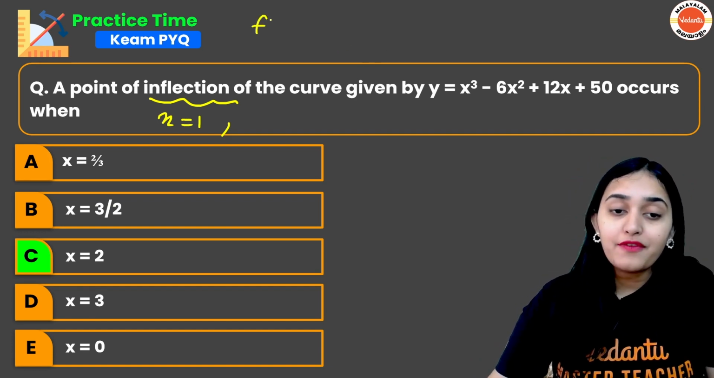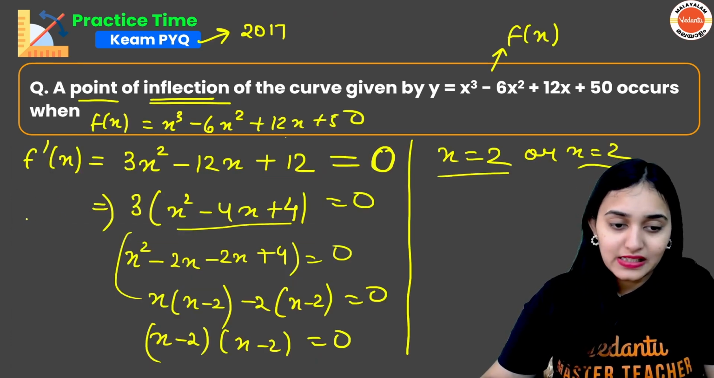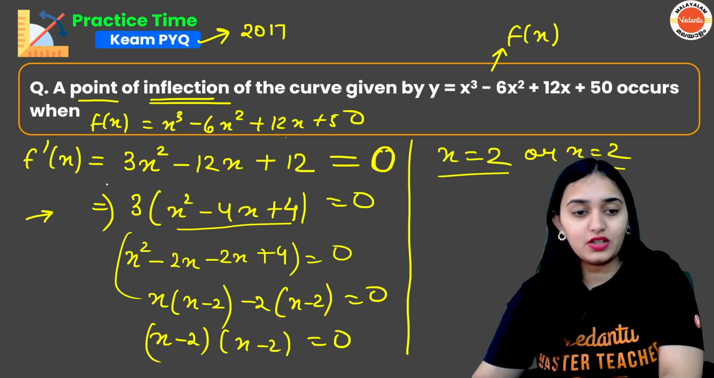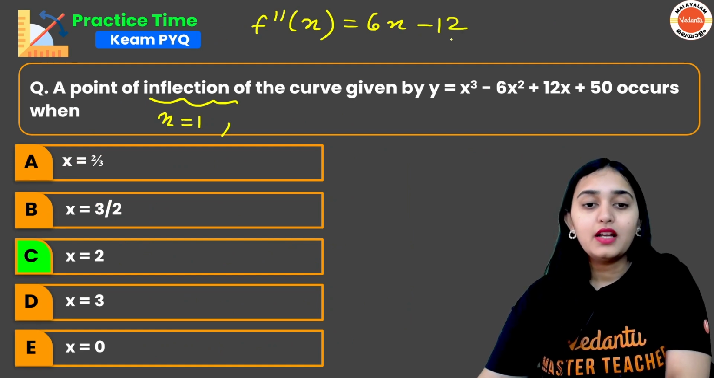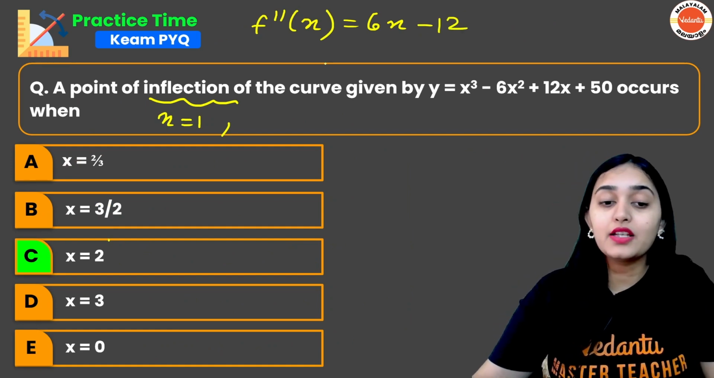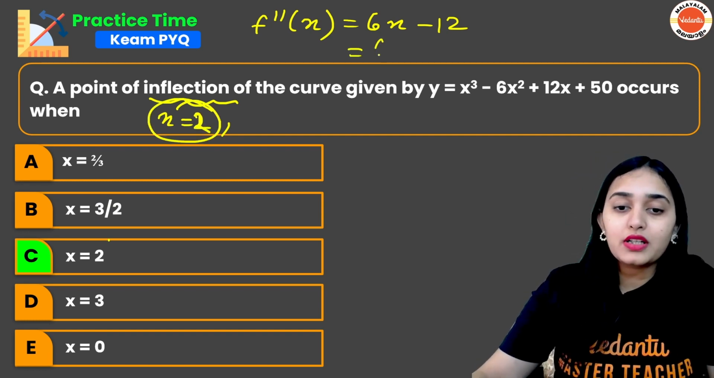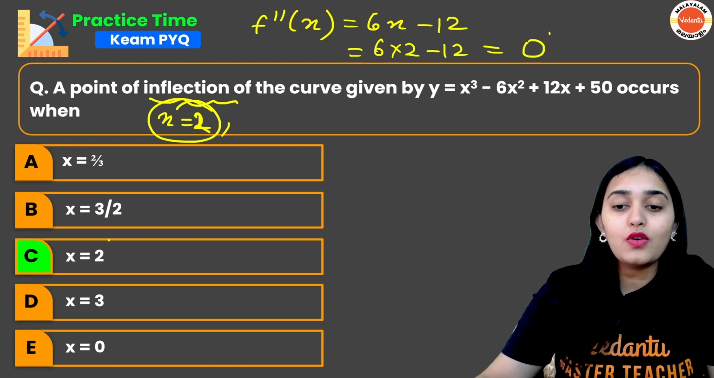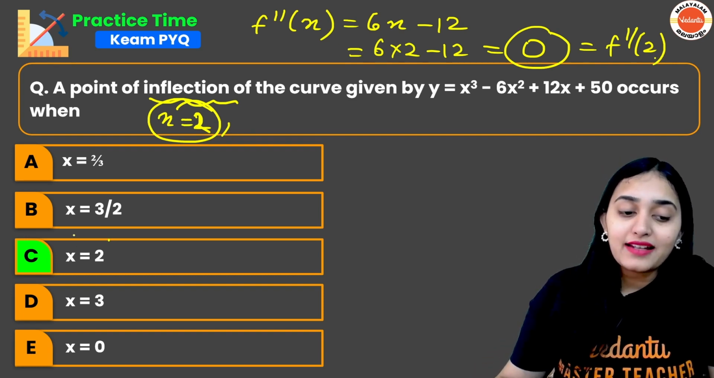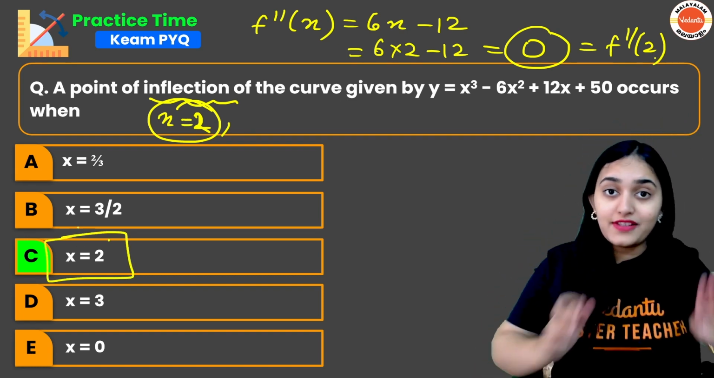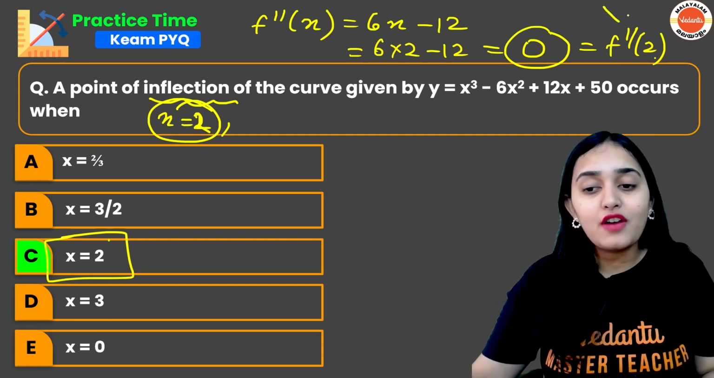I will check whether f double dash of x is 0 or not. Now we have to find out f double dash of x. So what will be f double dash of x? You have to derive this function. So it will be 3 2s are 6x and minus 12. Now at this point you put x is equal to 2 because my inflection point is coming 2. So I will put 6 into 2 minus 12, which is 0. Yes, f double dash of 2 is 0. That means x is equal to 2 is the inflection point. Just now we have seen what an inflection point is: the point at which f double dash of x is 0.